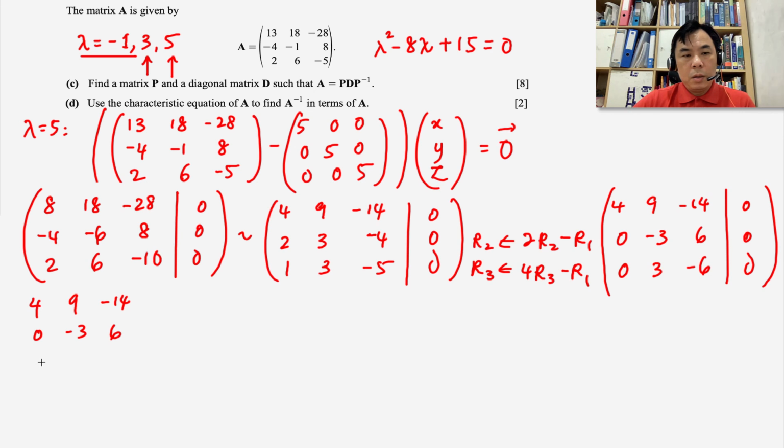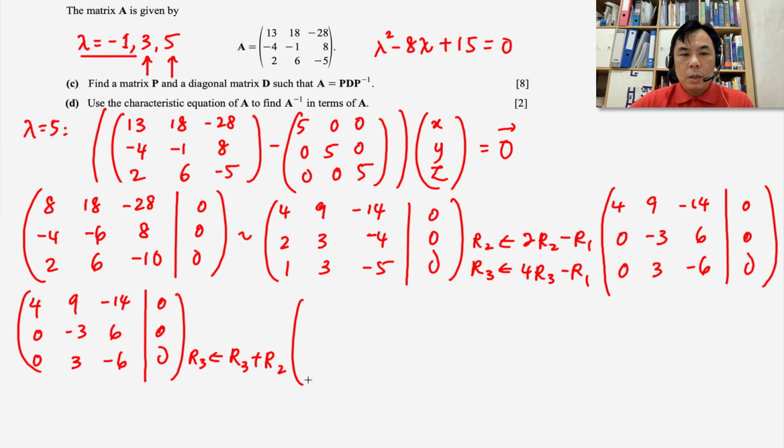6, 0, 3, negative 6. Okay, now for this one, all we need to do is just take R3 plus R2, and then that will give us 4, 9, negative 14, 0, negative 3, 6, and then 0, 0, 0.